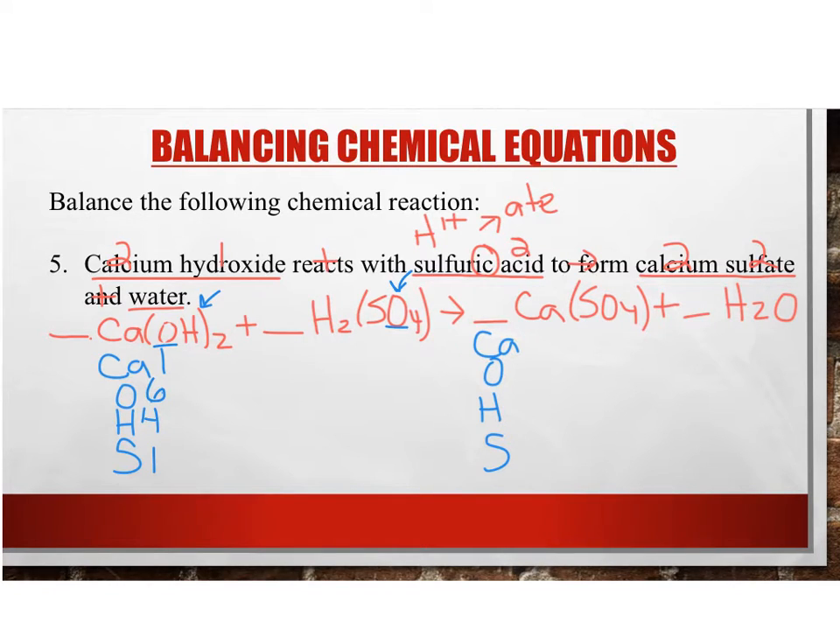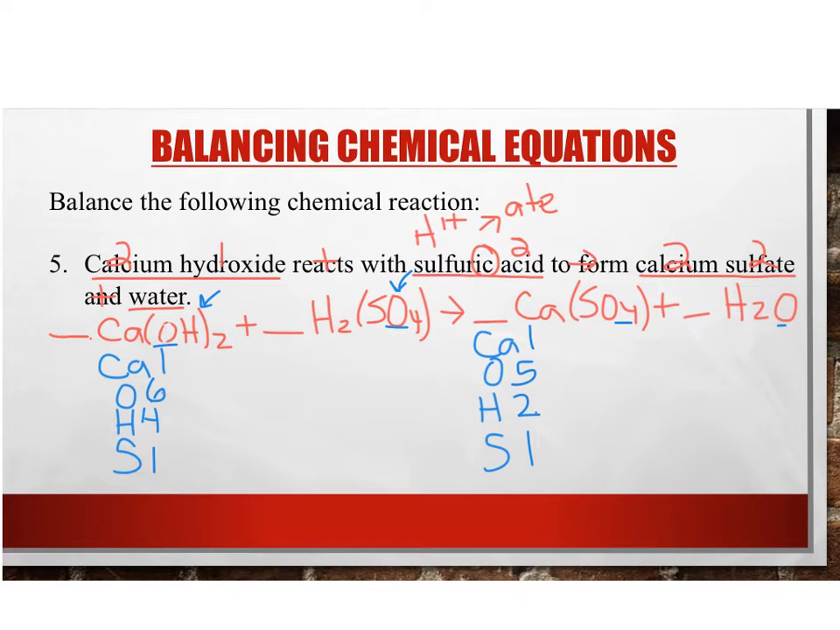And then look at the other side. I've got 1 of those. I've got 4 O's here and then 1 here, so that's going to be a total of 5. Hydrogens, I have 2, and then 1 sulfur. So my calcium's good, my O's are not, my H's are not.